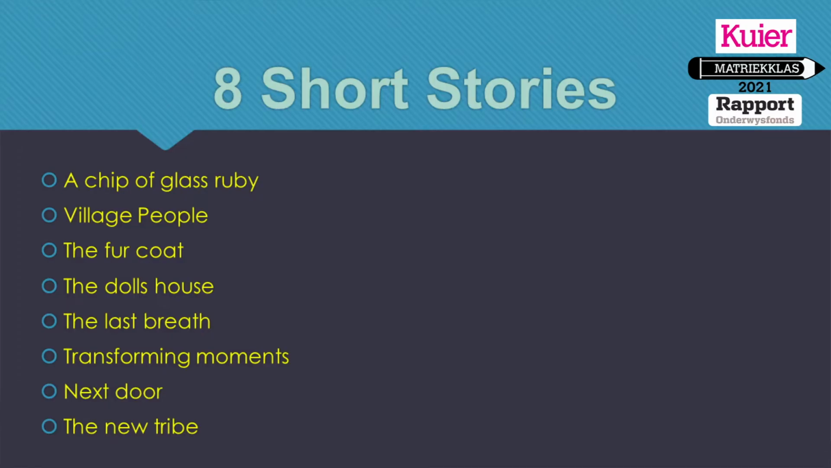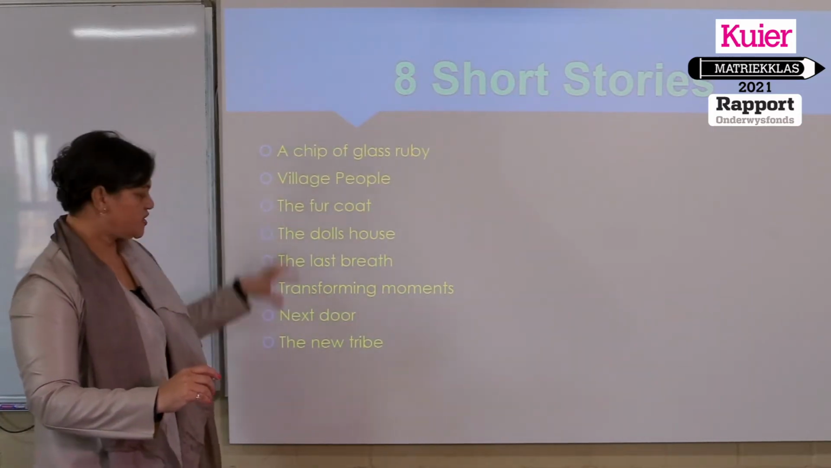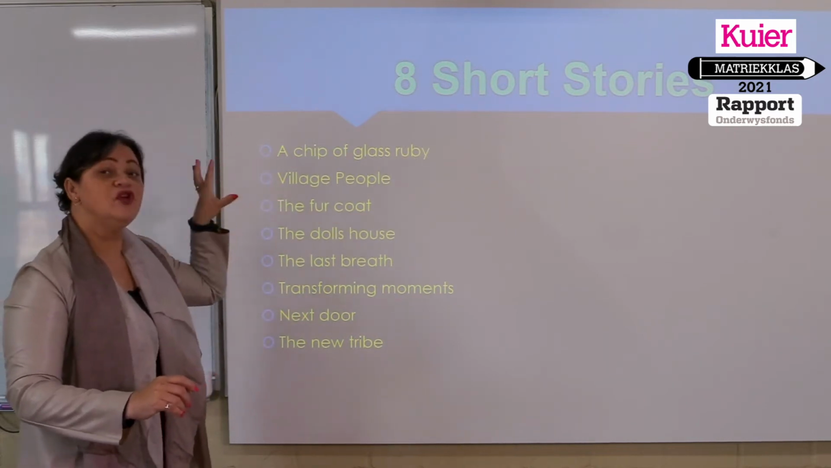So the next one. You have done 8 short stories, okay? You are supposed to have done 8 short stories. If you don't know what they are, then yeah, I've given them to you. Class, Ruby, Village people, I'm not going to go through. This is just a list for you to know.